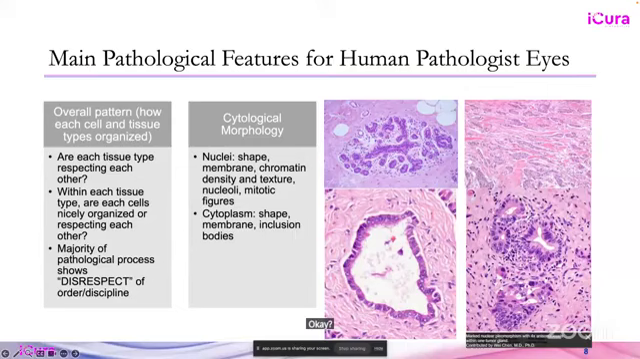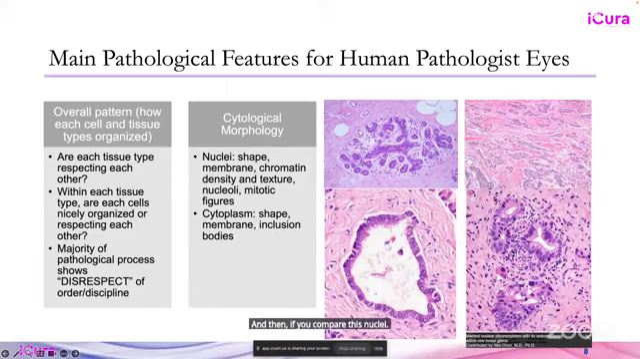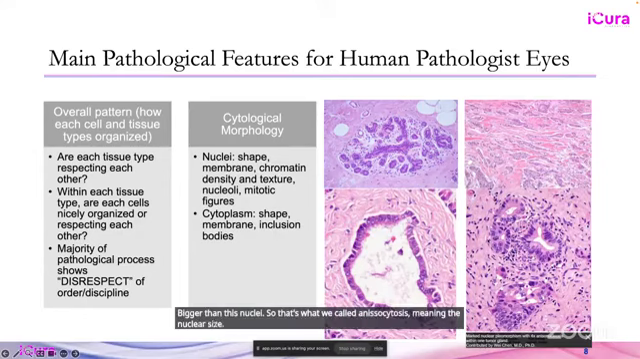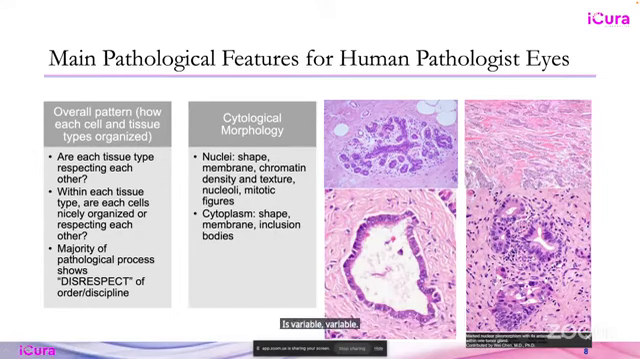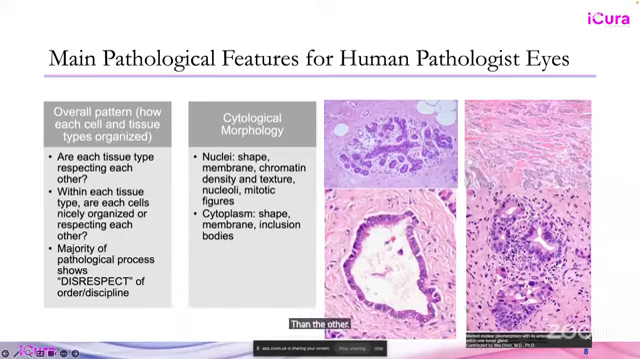So again, let me repeat quickly. This is a cell within a malignant gland of pancreatic ductal carcinoma. And then if you compare this nuclei to the nuclei here, you can see this one is at least 4 times bigger than this nuclei. So that's what we call anisocytosis, meaning the nuclear size is variable. Some of them could be 3 or 4 times bigger than the other one. And that's just the size.